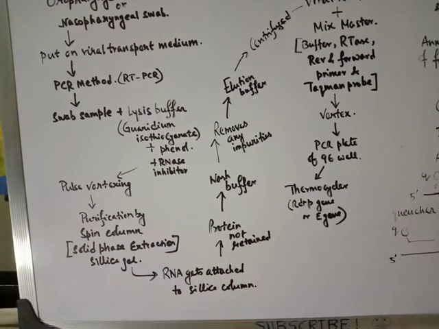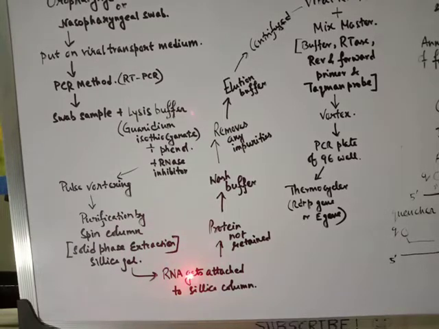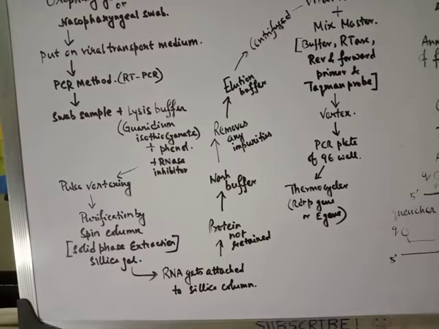How it works is that RNA gets attached to the silica column, and all the other proteins from the organism, that is the person from whom we are taking the swab, and other potentially unwanted materials are washed out and only the RNA is retained. The proteins are not retained.